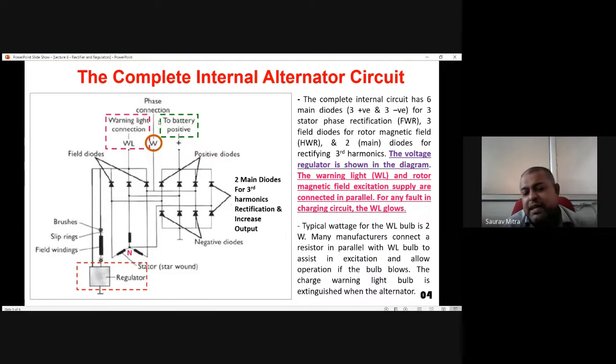So you have to draw this diagram. It can be asked for a 10 marks question. You have to explain sector A, sector B, and these two diodes. You have to explain what is the regulator, what is the field coil, what is WL, what is W, what is the battery. These diodes are blocking any supply from the battery to the stator. All these things can be explained in detail.